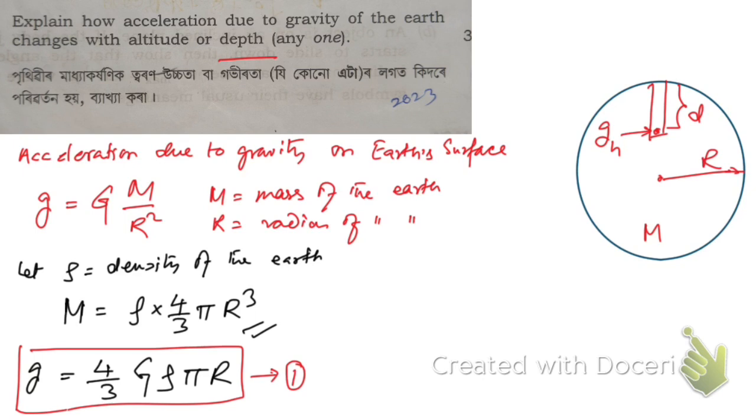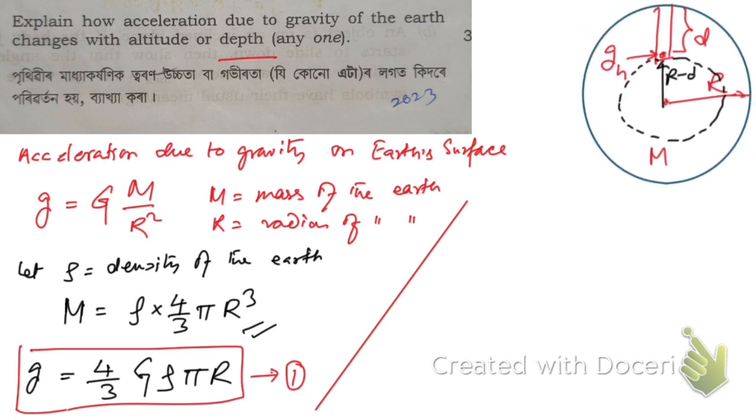Now when you consider the point at depth d, then the distance from the center to this point is R minus d, right? And in that case, now you have to use the mass of this portion only. The sphere of radius is R minus d. We're going to take the mass of that portion only, so we're going to ignore this outer part. Hope you have understood this.